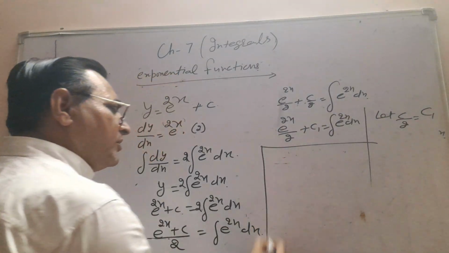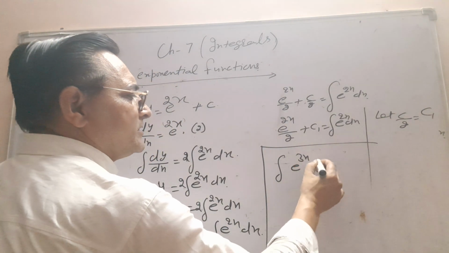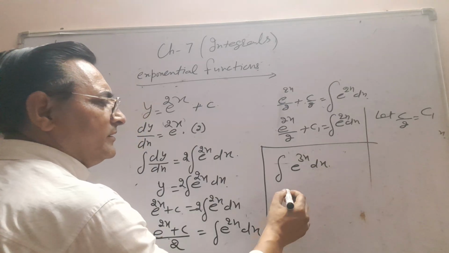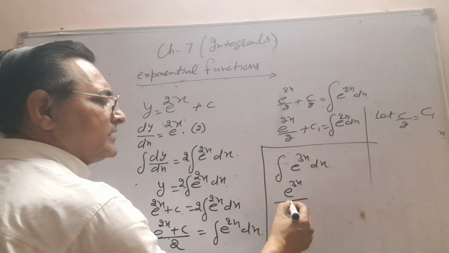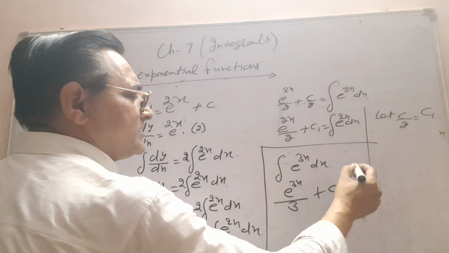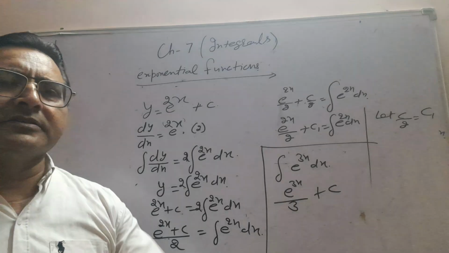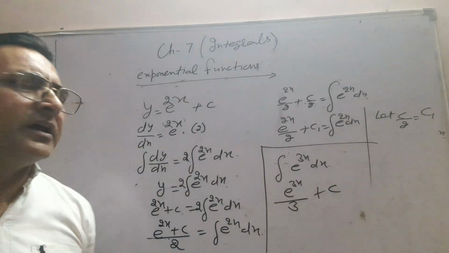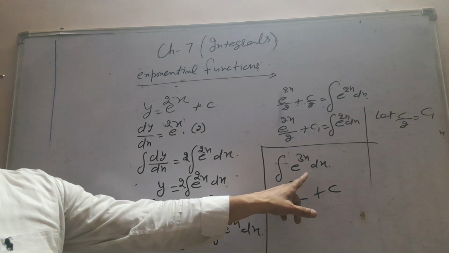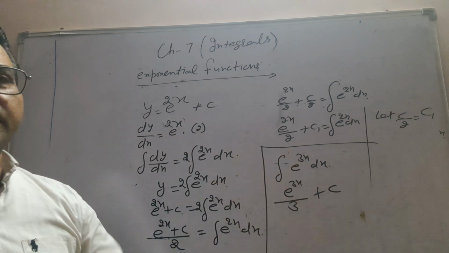In short, now I am doing the question directly. If there is the integral of e power 3x dx, what will we write? e power 3x upon the derivative of 3x, which is 3, plus c. So the integration of an exponential function is: write the exponential function as it is, and in the denominator take the derivative of its power.